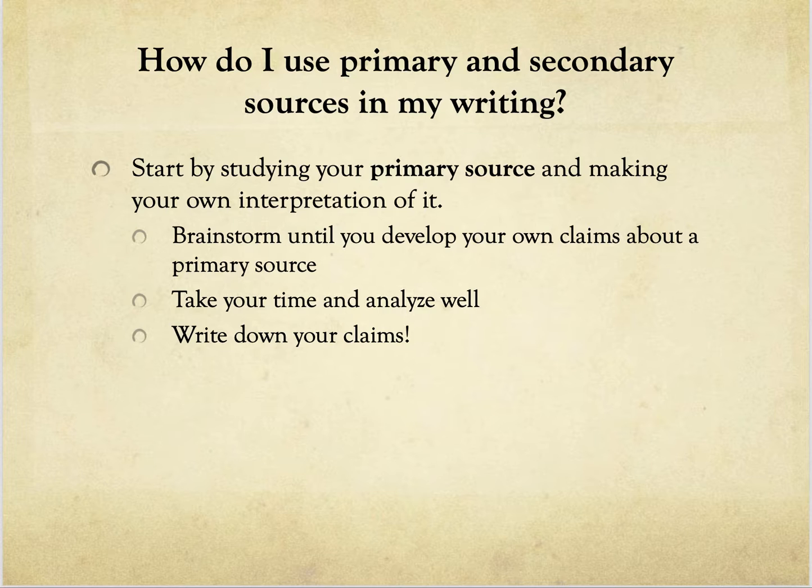Now that we've defined primary and secondary sources, how do you use primary and secondary sources in your writing? Start by studying your primary source and making your own interpretation of it. Your own interpretation may mean that you analyze a piece of art or literature, or that you read data or statistics about a subject. Importantly, brainstorm and write down your claims about a primary source.